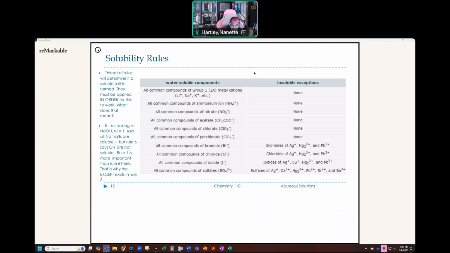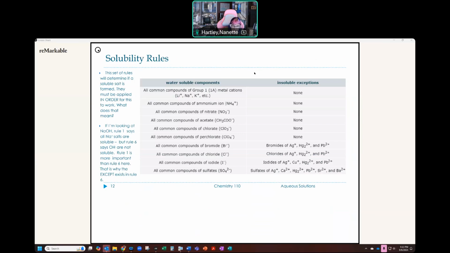If it's attached to nitrate, NO3 minus, it's going to be soluble. If it's attached to CH3COO minus, it's going to be soluble. If it's attached to ClO3 minus, it's going to be soluble. If it's attached to perchlorate, ClO4 minus, it's going to be soluble. If it's attached to bromine, unless it's attached to silver, mercury 1, Hg2 2 plus, or lead 2, Pb2 plus, then it's soluble. So if it's AgBr, that's not soluble.